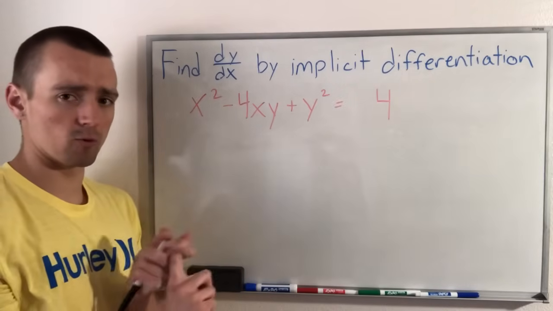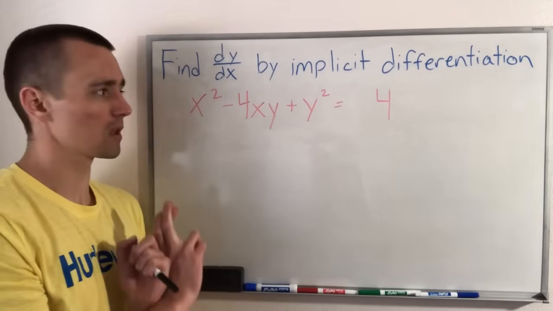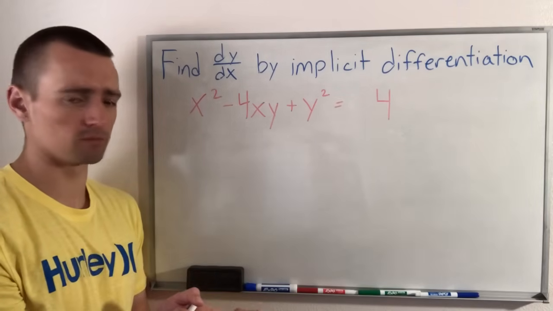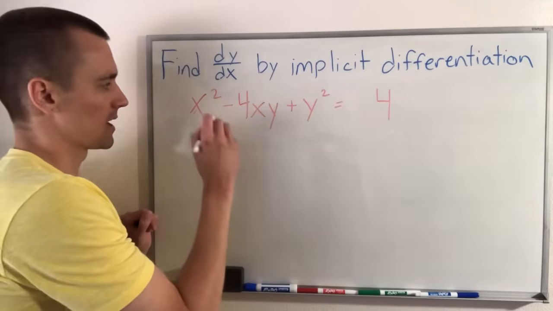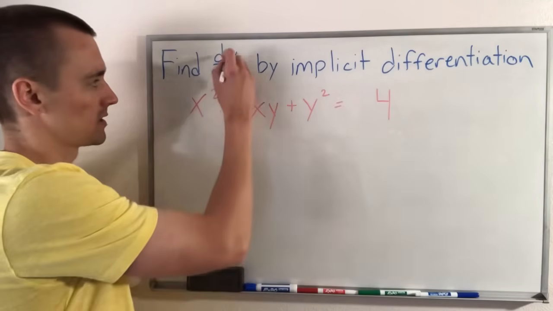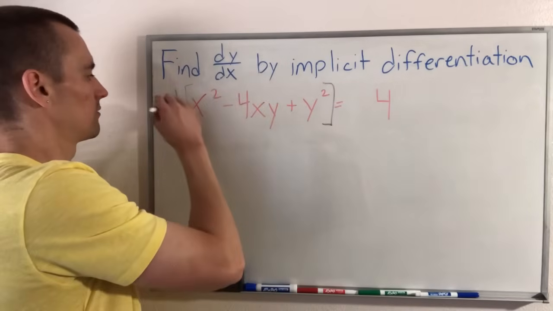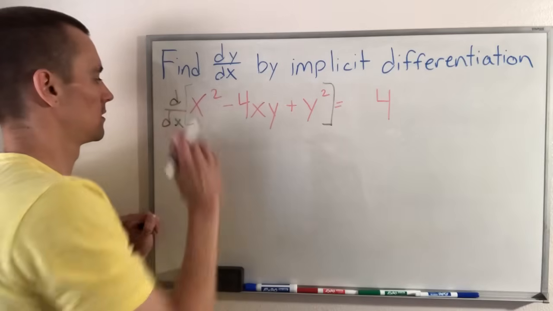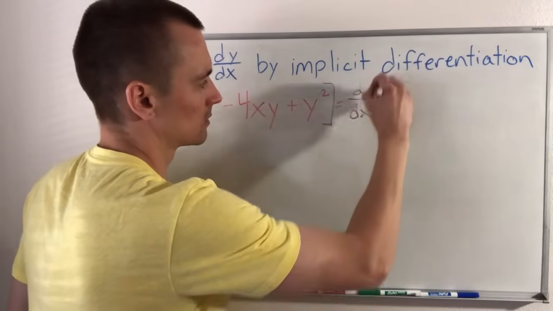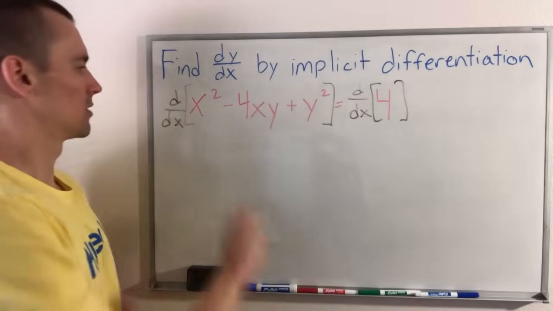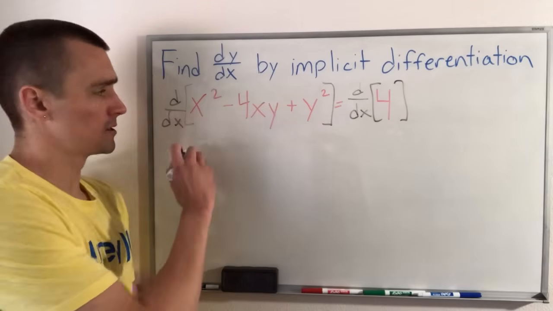So what that means is y will be treated as a function and x will be treated as the independent variable that we're taking the derivative with respect to. So all that means is since we have this equation that has x's and y's in it, and we need to find dy dx, all we need to do is take the derivative with respect to x of both sides of our equation. So let's start over here on the left side, and we'll just go term by term.